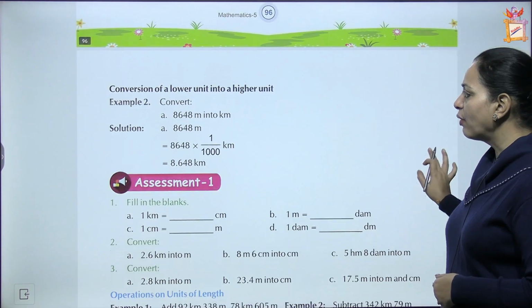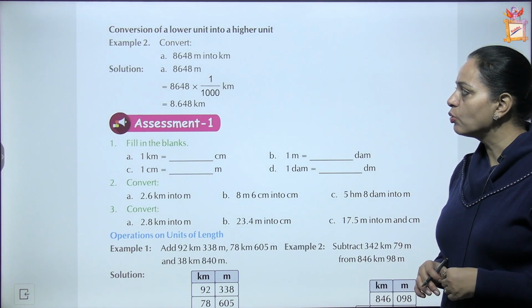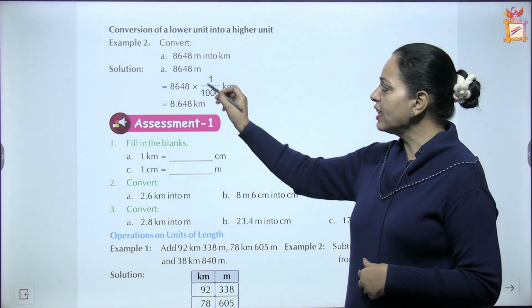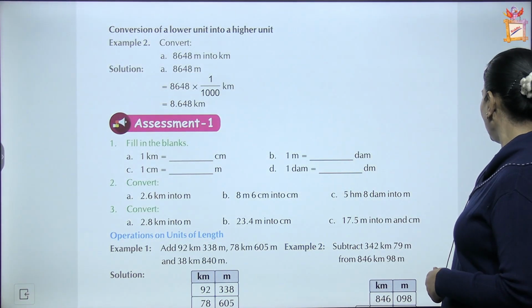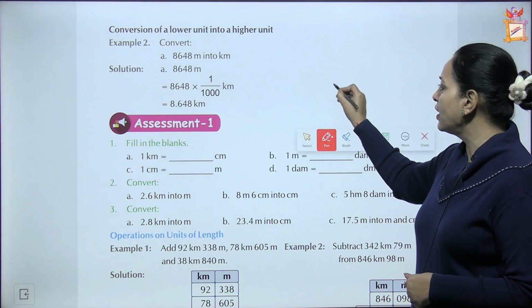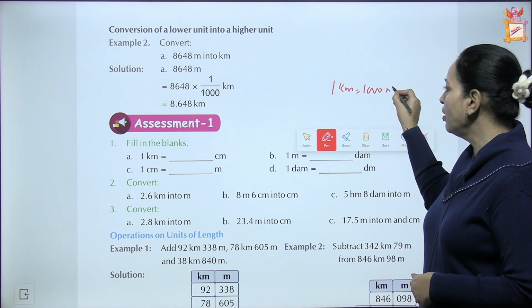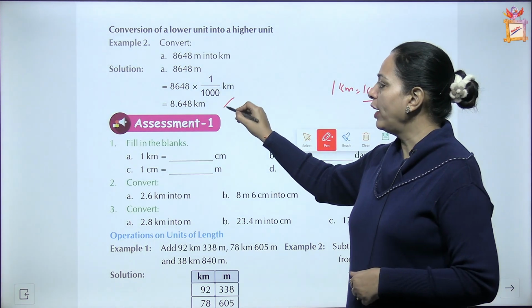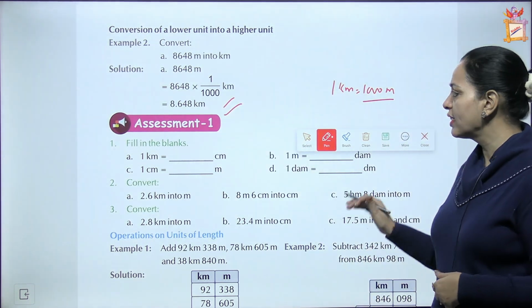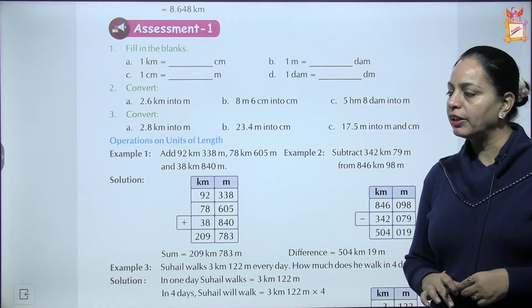The next is conversion of a lower into a higher unit. Like example, convert 8648 meter into kilometer. So 1 kilometer equals to 1000 meter. So divided by 1000. So 8.648 kilometer.